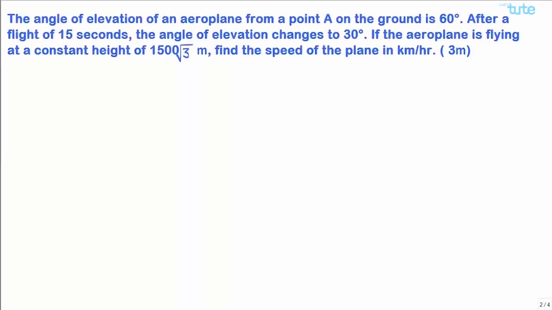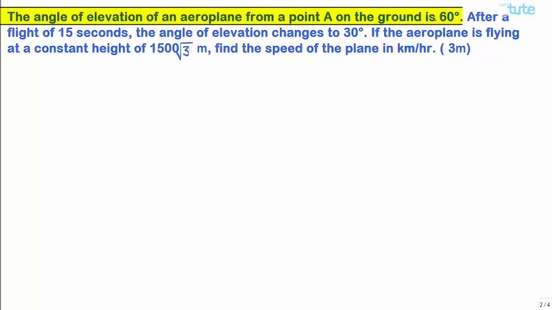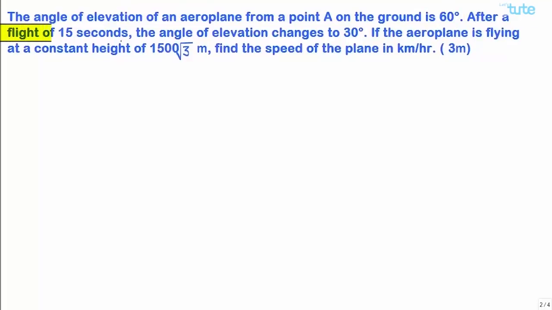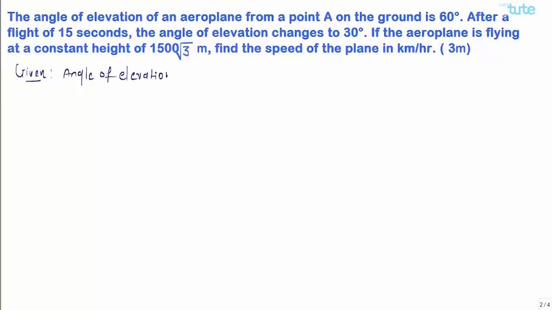Let's now move on to the next question, which was asked for 3 marks. The question says that the angle of elevation of an aeroplane from point A on the ground is 60 degrees. After a flight of 15 seconds, the angle of elevation changes to 30 degrees. If the aeroplane is flying at a constant height of 1500√3 meters, find the speed of the plane in kilometers per hour. So, as we always do, let's first write down the things that are given and the things that we need to find out.